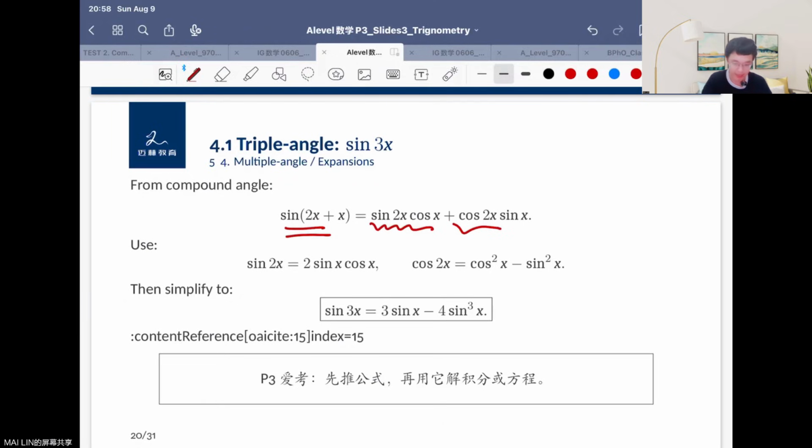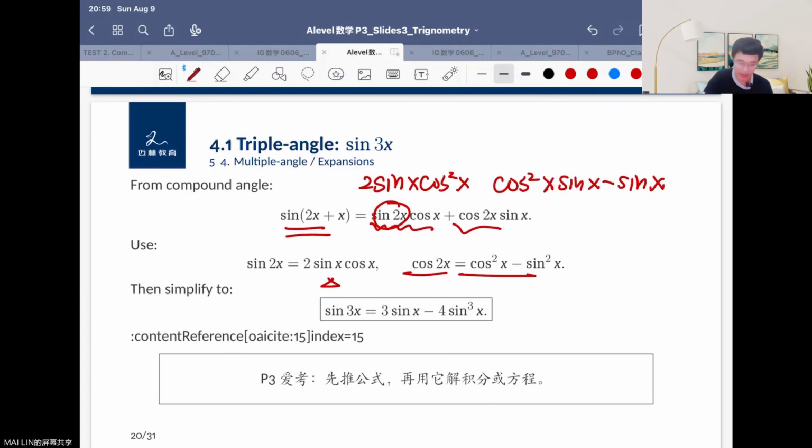So after that, we can expand sine 2x into 2 sine x cosine x, and cosine 2x into cosine squared x minus sine squared x, right? Then we can put it in. So sine 2x equals 2 sine x cosine x, and cosine 2x equals cosine squared x minus sine squared x, right?